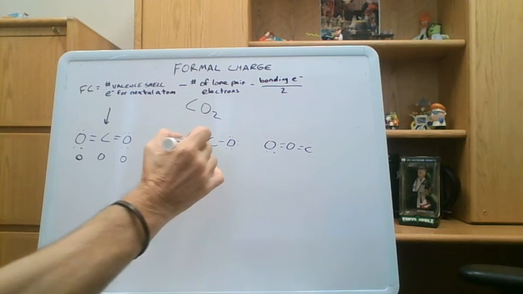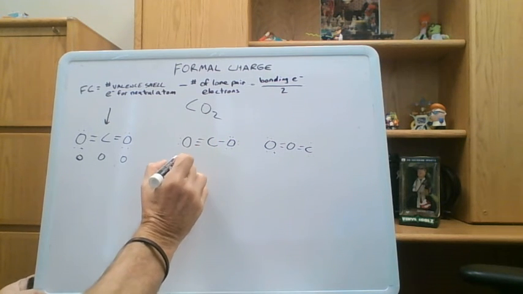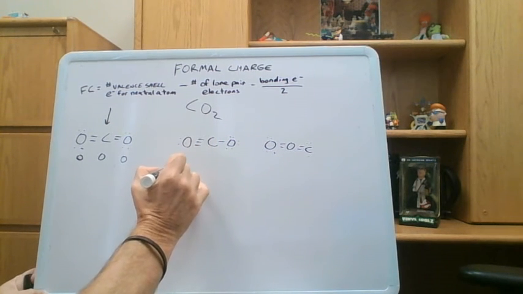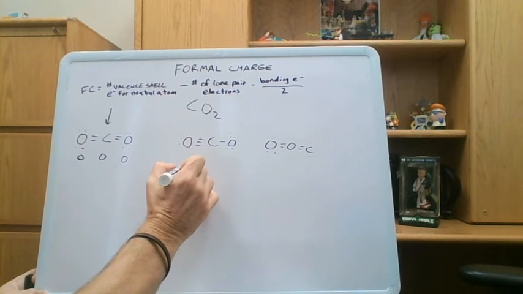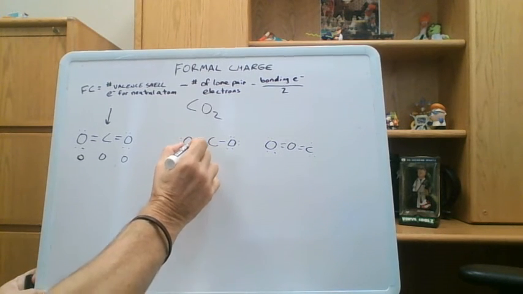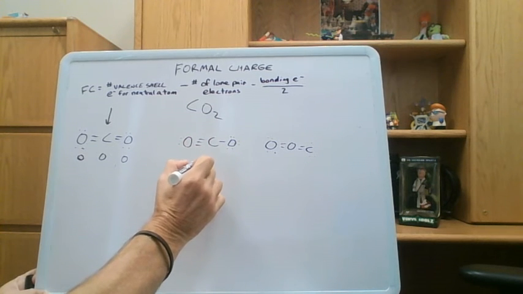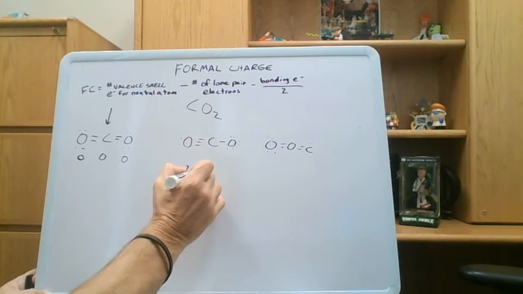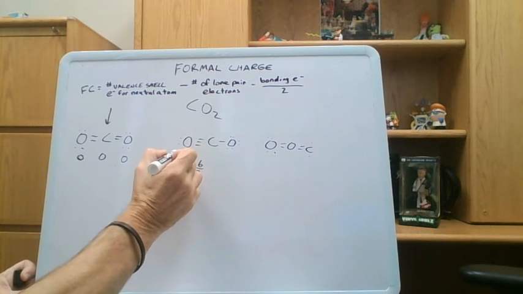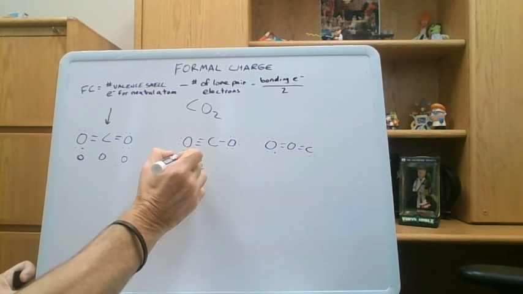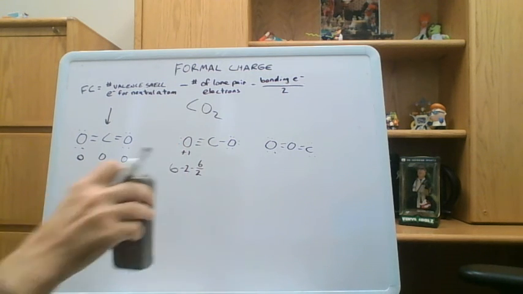Now if we come over and find the formal charge here, we have oxygen again. It's going to have 6 valence electrons normally. Here it has 2 lone pairs, so we subtract 2, and it has 2, 4, 6 bonding electrons, so we subtract half of those. So we have 6 minus 2 minus 3, so 6 minus 5. So we have a plus 1 formal charge on that oxygen.